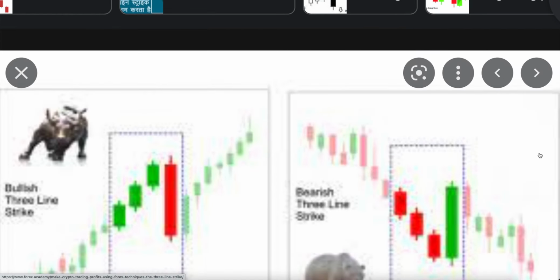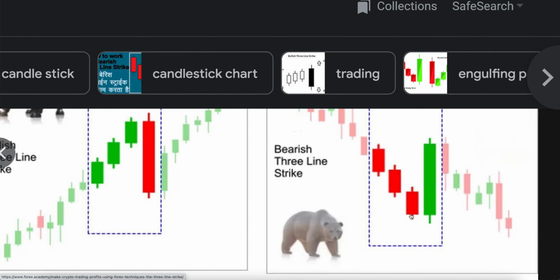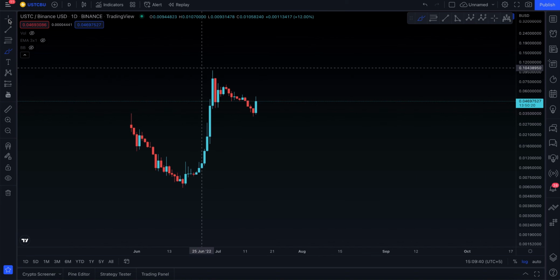Let me show you something like this. Okay, so you went to the downside, made 3 red candles, pushed to the upside with a big green candle, and then from there you continue downside. Okay, that's what we have right here.